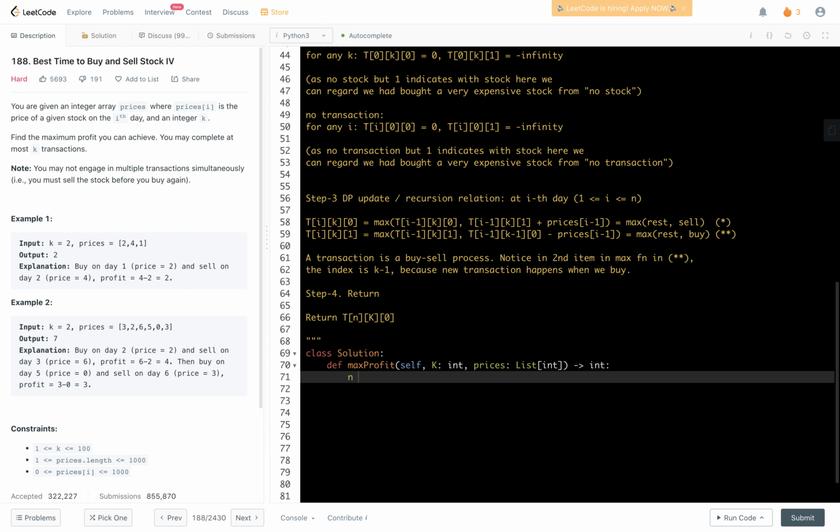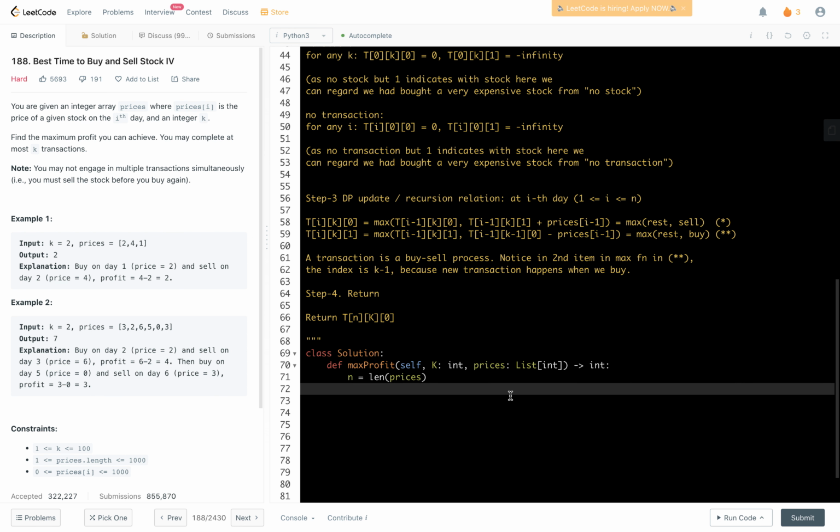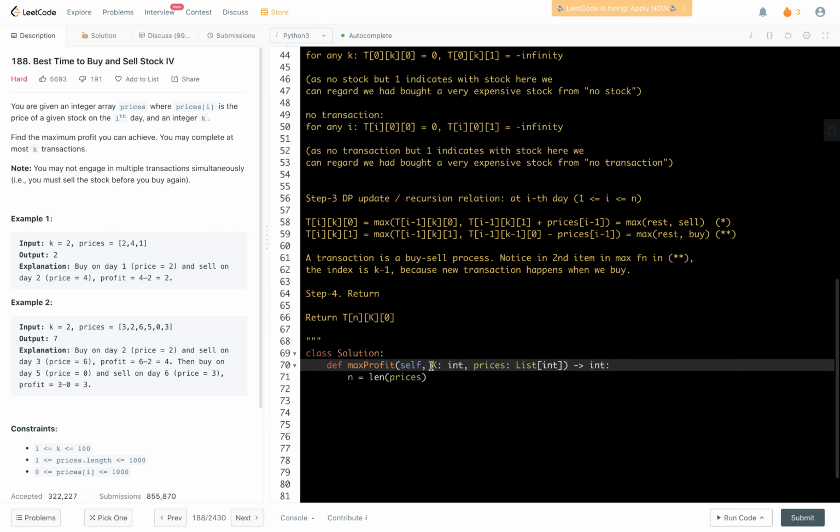So with that said, let's look at the code. Actually, writing the code now is very routine. Here I'm going to use tabulation. So I'm going to first get the length of prices.